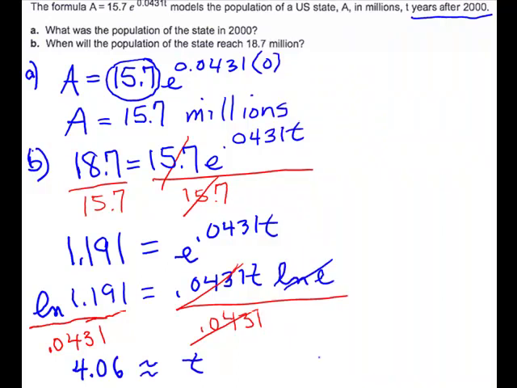You have to make sure that you answer the question that was asked. And on B, it says, when will the population of the state reach 18.7 million? They just wanted the year. So we'll just use the 4 here for years, and we need to add that to our 2000. So in the year 2004, that is when the population would reach 18.7 million.